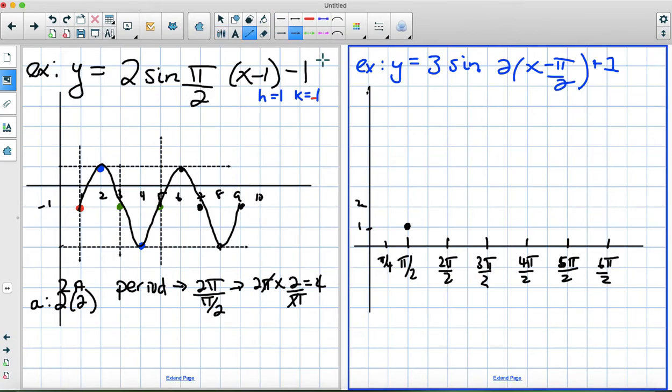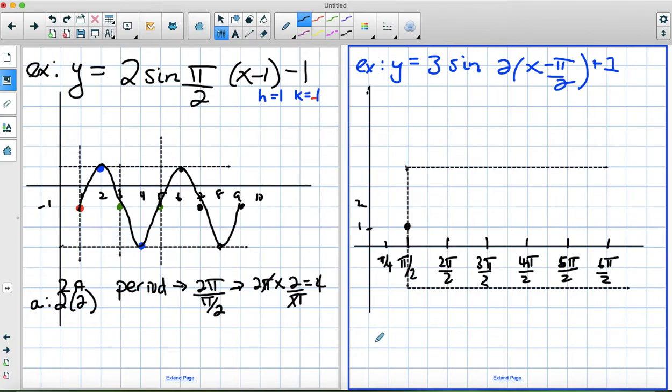So my little rectangle will be 1, 2, and 3, I said. And 1, 2, and 3 down here. My rectangle starts here. It's not very straight. There we go. And now our period, well, what's our period? Well, our period is going to be 2 pi over the absolute value of b, which happens to be pi.